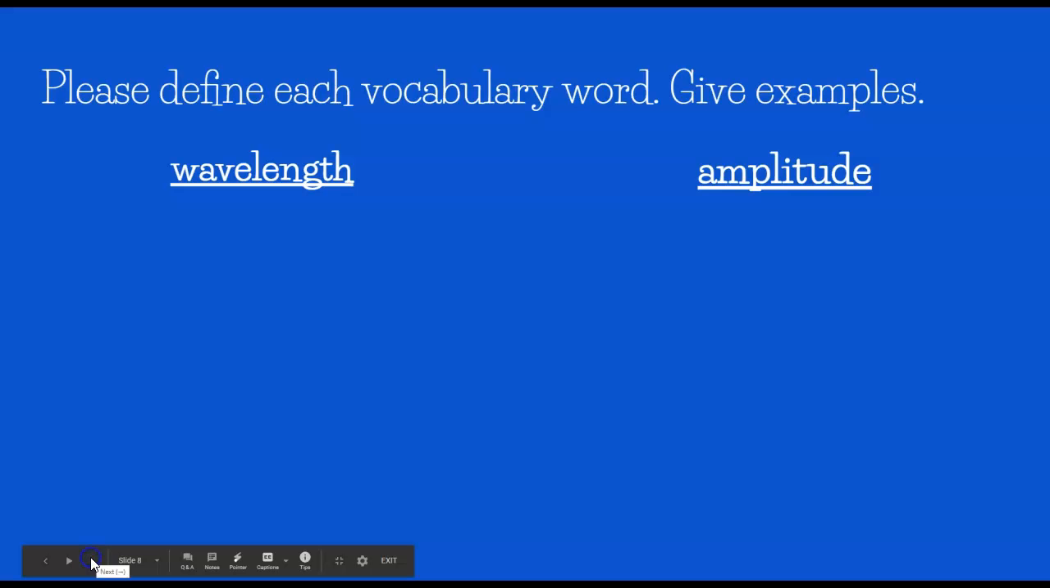Very interesting. All right, so here's what I want you to do. I want you to please define these words, wavelength and amplitude, and then also give two examples. Give me examples of wavelengths and examples of amplitude. And that will be the end of your science lesson.